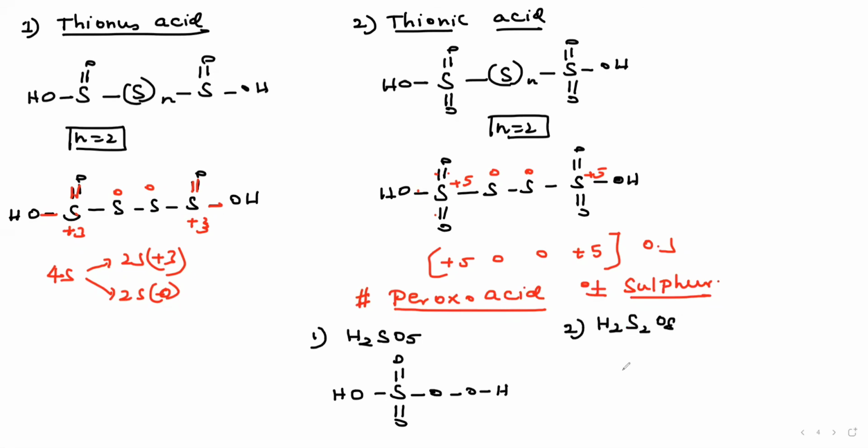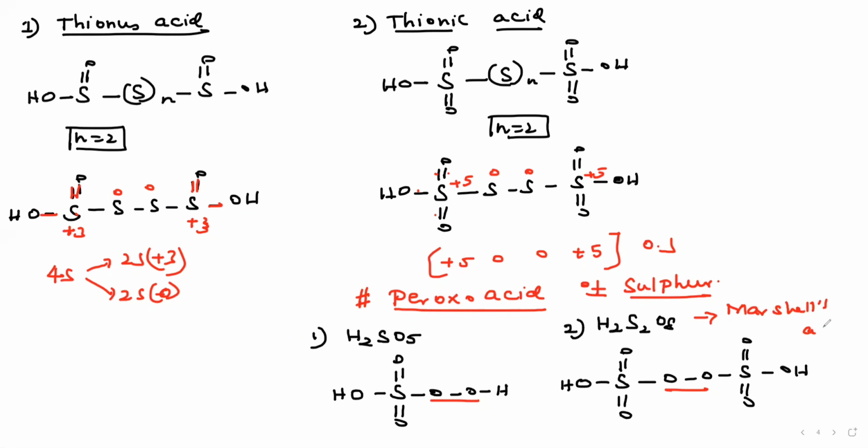H2S2O8. What is the structure of this molecule? S double bond O and double bond O and O oxygen. Here double bond O and double bond O, here OH. Okay, they contain what? Peroxy. What is peroxy linkage? This is the peroxy linkage. Okay, this acid is called Marshall's acid. Very important. Yes, Marshall's acid. This is called Caro's acid. This is Caro's acid. Understand? Okay, this is important for the peroxo acid of sulfur.